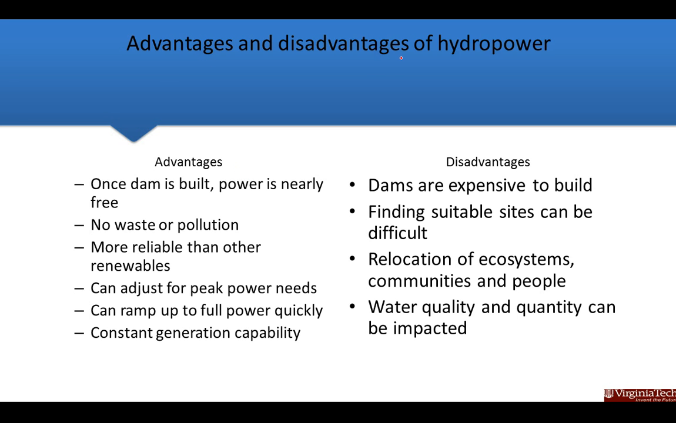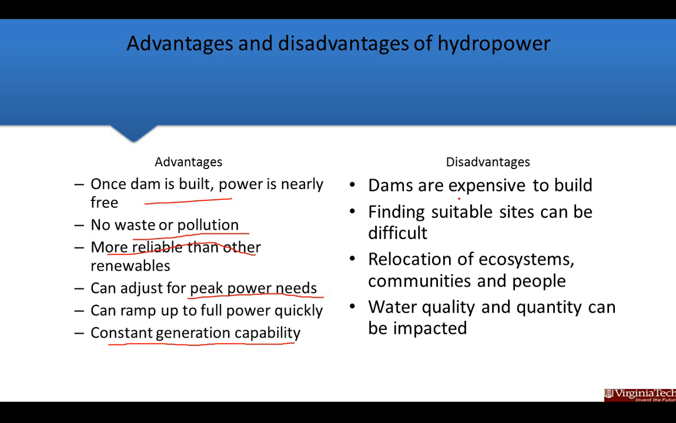So advantages and disadvantages of hydroelectric power. The advantage is that once it's built, the power is nearly free. There's really no waste or pollution from the dam. It's relatively reliable. I mean, you're not going to have a drought that severely cripples your hydropower production. It can adjust for peak power needs. You just adjust the flow rates. It can ramp up or down rather quickly. It's just a valve. You can do constant generation if needed.